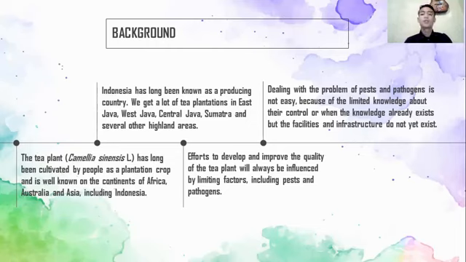Efforts to develop and improve the quality of the tea plant will always be influenced by limiting factors, including pests and pathogens. Dealing with the problem of pests and pathogens is not easy because of the limited knowledge about their control, or when the knowledge already exists, but the facilities and infrastructure do not yet exist. Next.